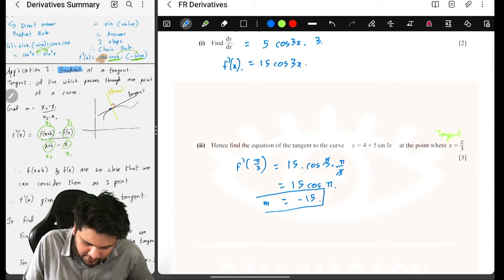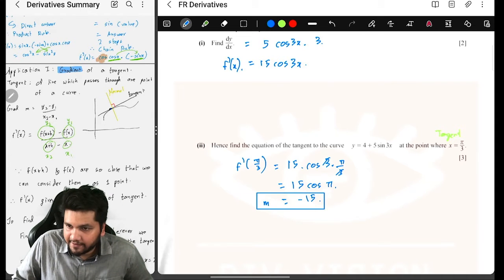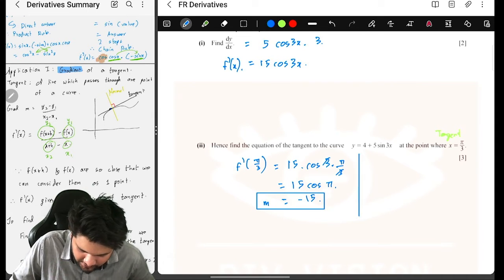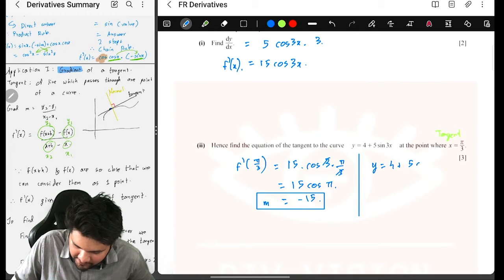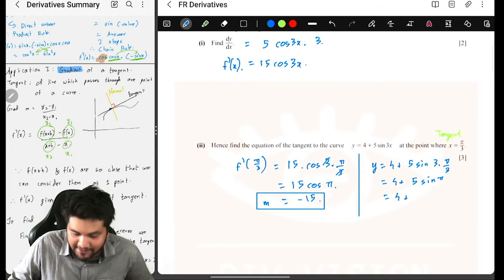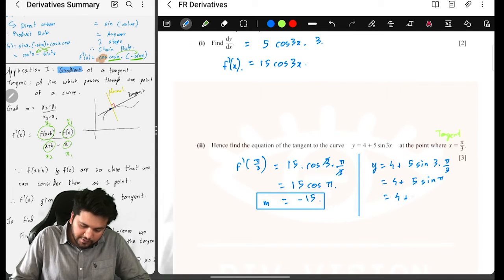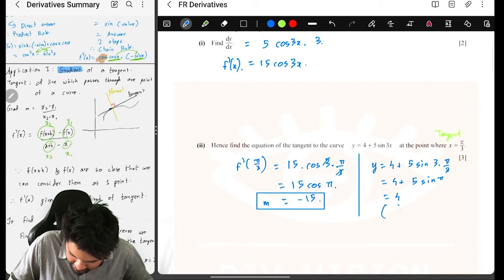But for the equation of a tangent or equation of a line, we require two things: gradient and coordinate. For the coordinate, we know the x coordinate is pi by 3. All we need is the y coordinate. So for the y coordinate, we just put x in this. We'll get y equals 4 plus 5 sine of, again, 3 into pi by 3. This time it's 4 plus 5 sine pi. Sine pi is going to be 0. At the end of the day, y is nothing but 4. So the coordinate we got is pi by 3 comma 4.